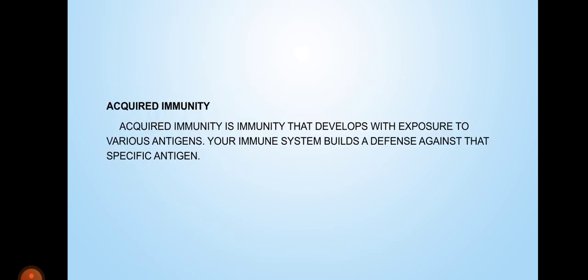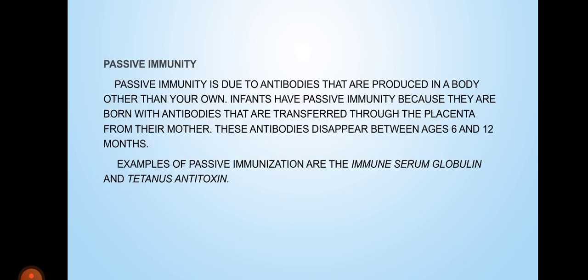The second is acquired immunity. Acquired immunity is the immunity that develops with exposure to various antigens. Your immune system builds a defense against that specific antigen.